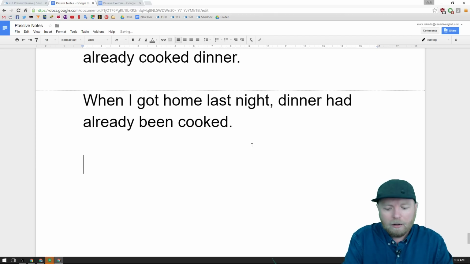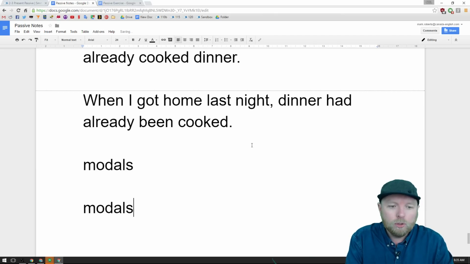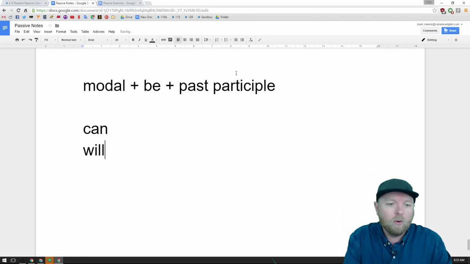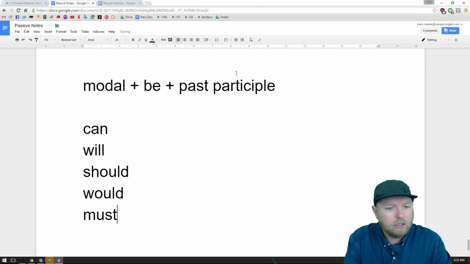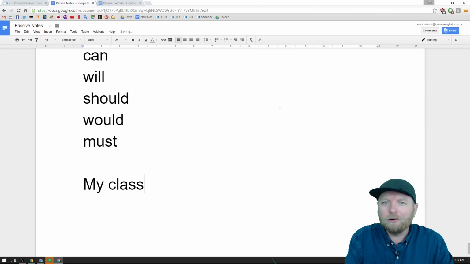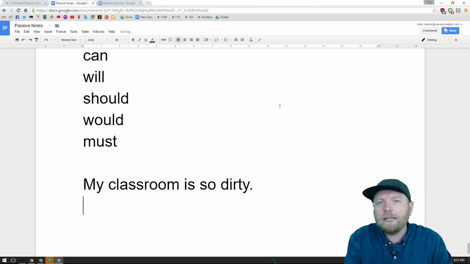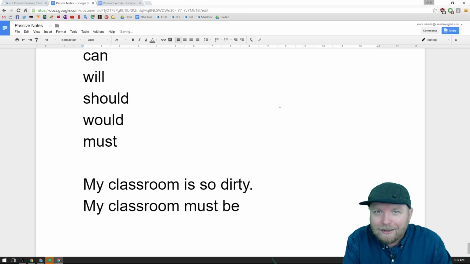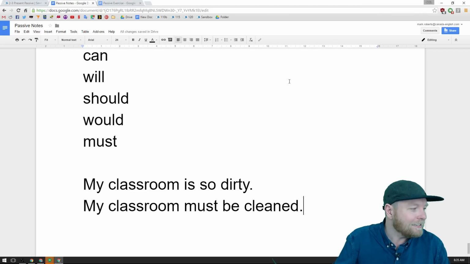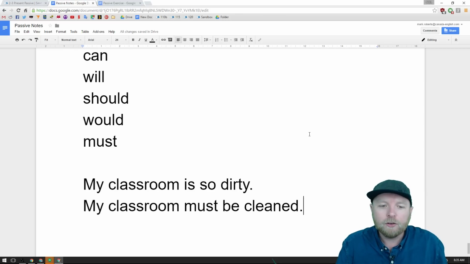And last thing, let's talk about modals, right? Well, with modals, you just say a modal plus be plus a past participle. Many students don't know what a modal is. Well, a modal is like can or will or should or would or must, right? Example, my classroom is so dirty, right? My classroom must be what? Cleaned. It must be cleaned. Yeah, good job, Paul. Good job, Rosa. Must, could. Okay, I think it's time for an exercise.